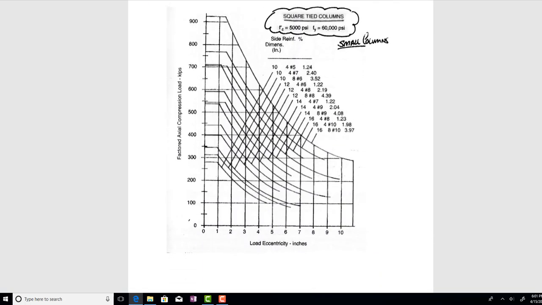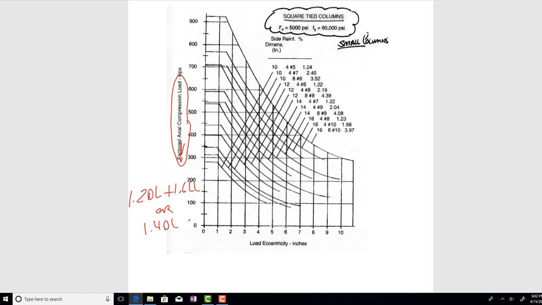This is the column chart that we talked about. We gave an example at the tail end of the reinforced concrete section. Pretty easy to utilize as long as you remember what you're calculating here. This one is the factored compression load. Remember, factored, it's 1.2 times the dead load plus 1.6 times the live load, or 1.4 times the dead load. That's how we factor the compression load.